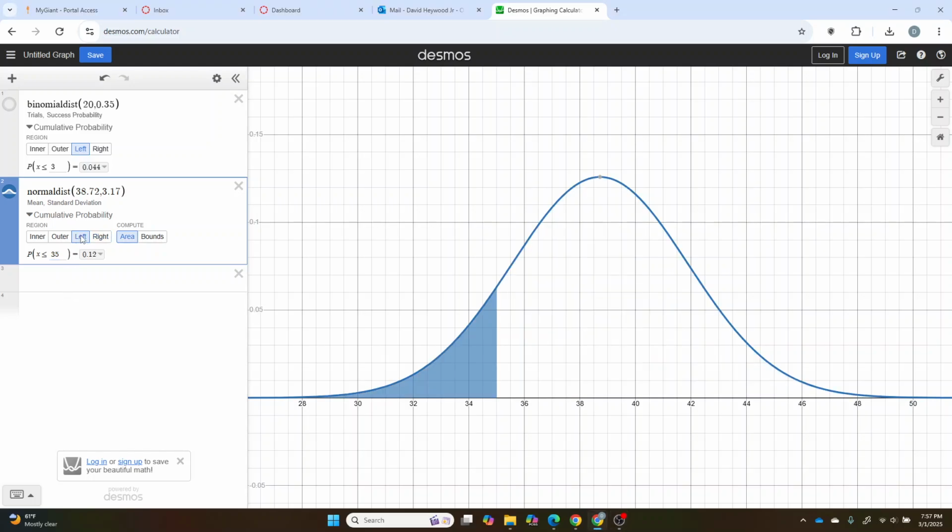Anyway, this time we would look at the left. We would put in 37. And this is going to be the correct answer for both part E and part F for the normal distribution.